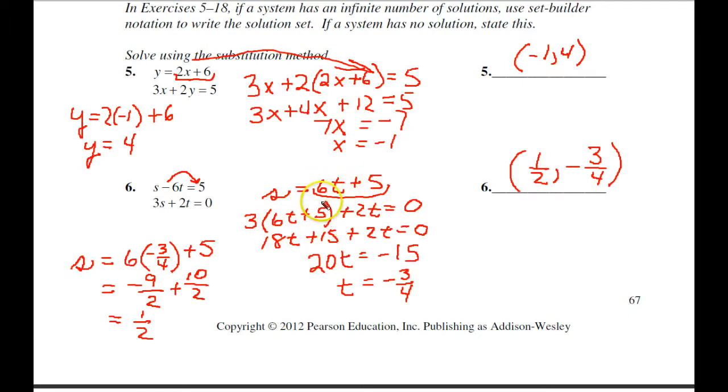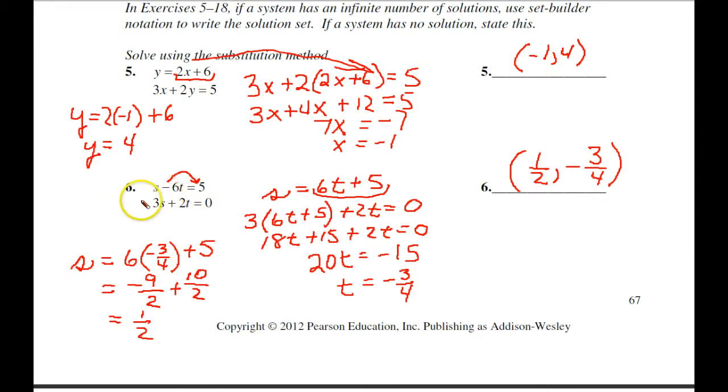I'm substituting, getting rid of the parentheses, combining like terms. I get 20t, transpose the 15, get a negative 15, divide both sides by 20, and then simplify. I get t is a negative 3/4. Now there's quite a bit of chapter 1 in here for solving equations. Now I have a negative 3/4 for my t.